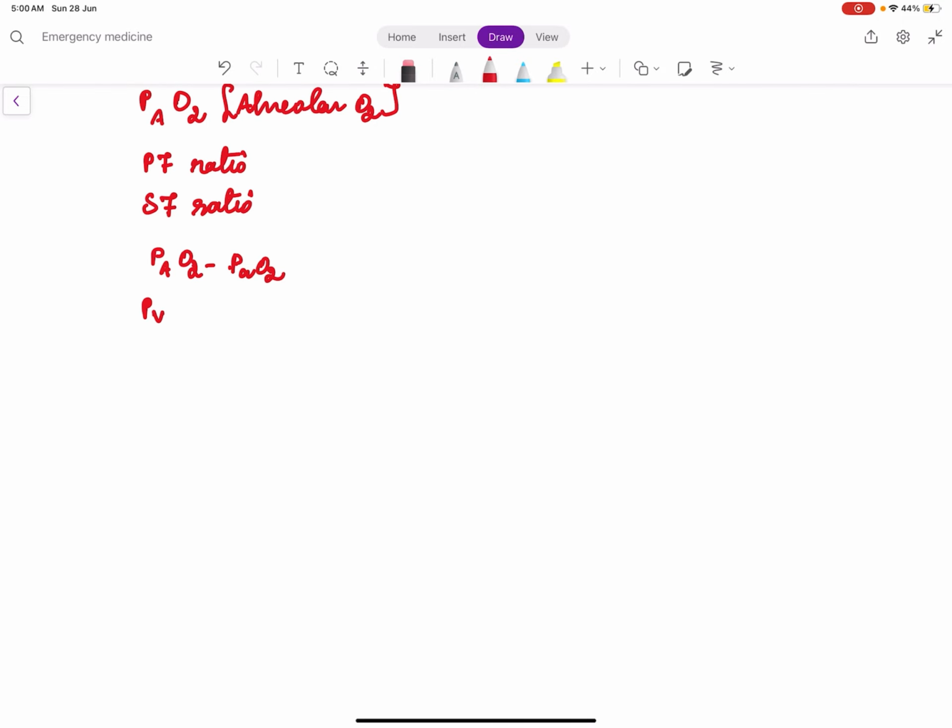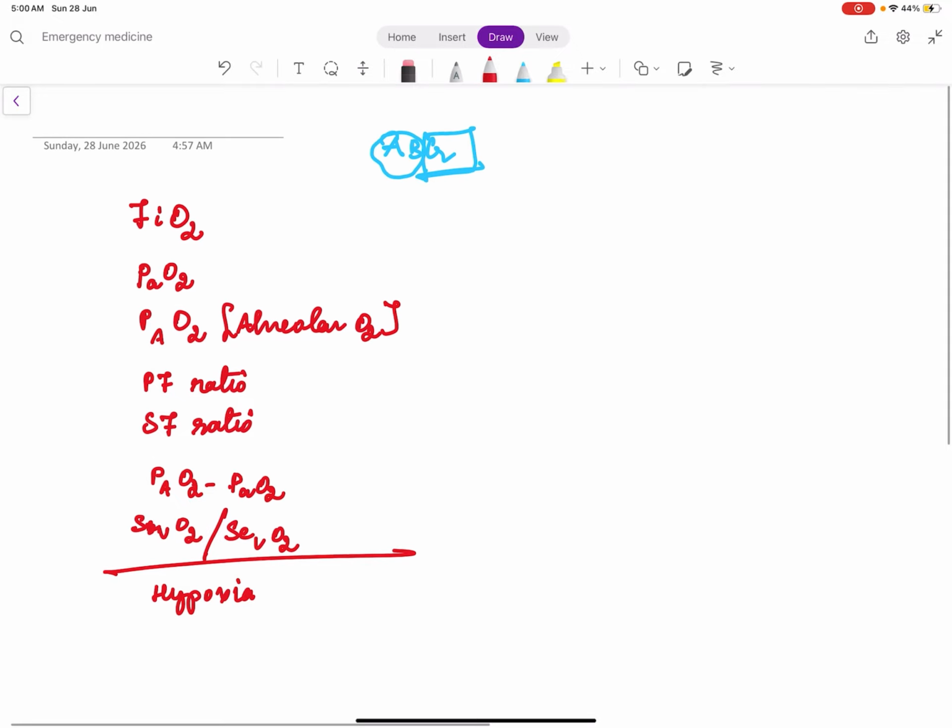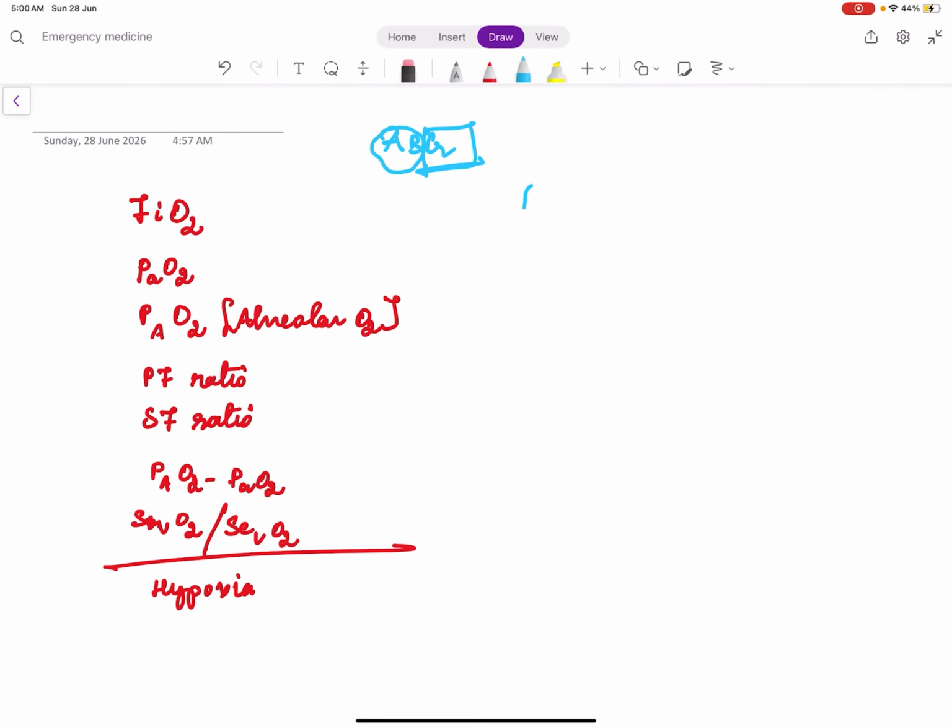We have something called venous oxygen, and there's something called SvO2. I'll tell you what that is. And we'll be discussing some clinical examples, like what are the causes of hypoxia and where these values are useful. And a few basic values.